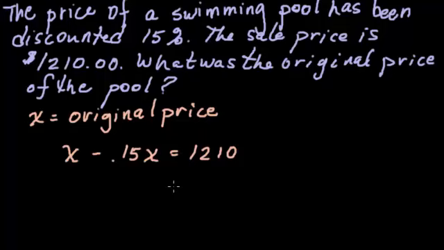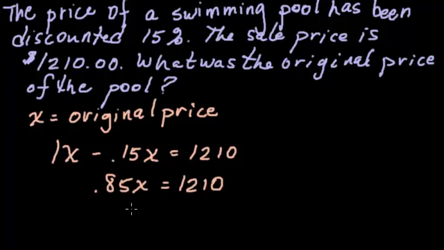And this is how I'm going to set up this particular problem. Understand that there is a 1 understood to be here. Some of you like to write that in. That's okay if you do. And 1 minus 0.15 is 0.85. In other words, you're paying 85% of the original price of the pool.